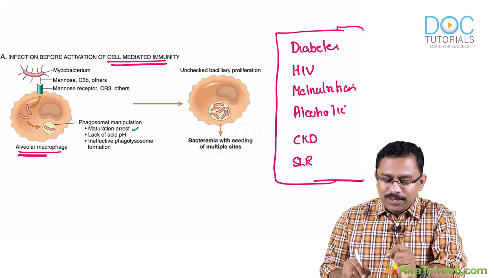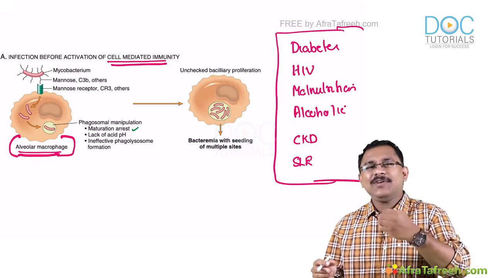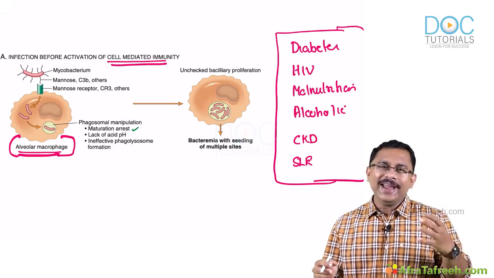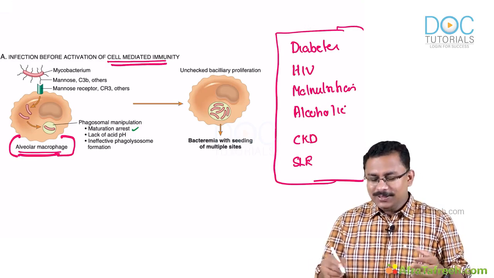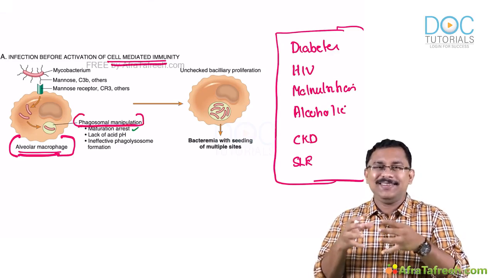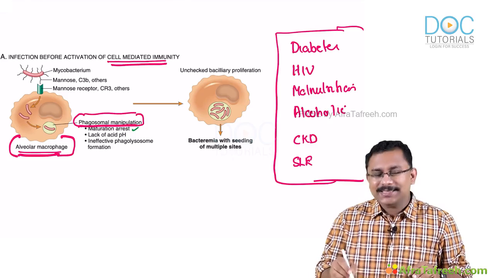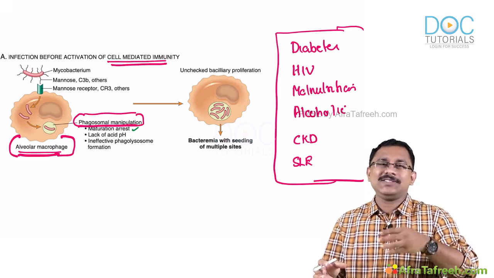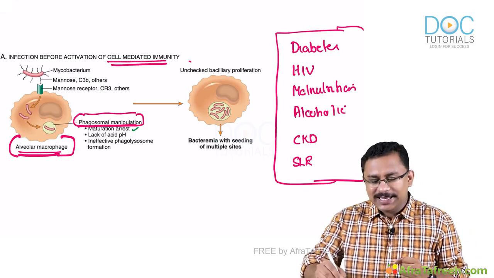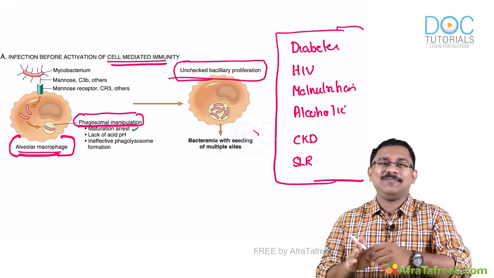In such a scenario, remember the major line of defense, your alveolar macrophages, will not be able to contain the infection. Why is it not able to contain the infection? The problem is that the phagolysosome formation, which is very important to contain the infection and kill the tubercle bacillus, is not happening. Because of some mechanism, the Mycobacterium tubercle is not being killed by the phagolysosome formation, and because of this, inside the macrophage itself, you will have proliferation of the bacilli.